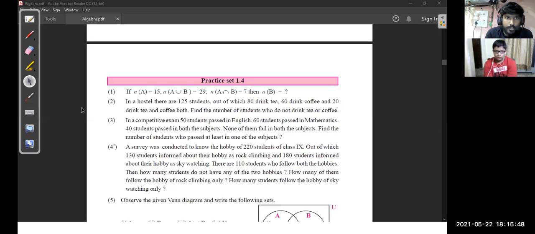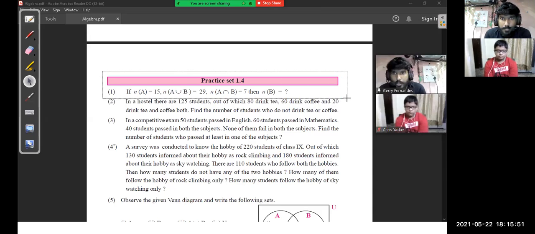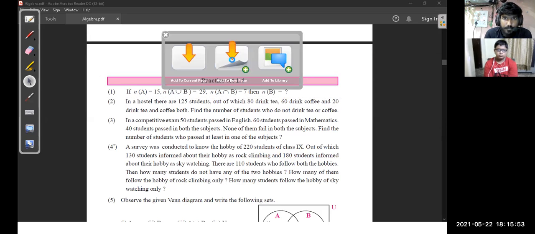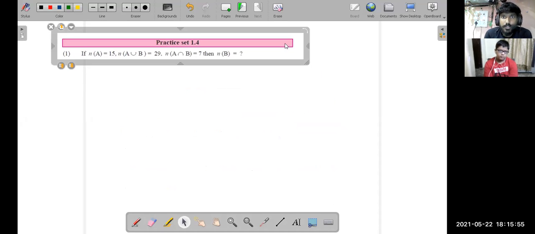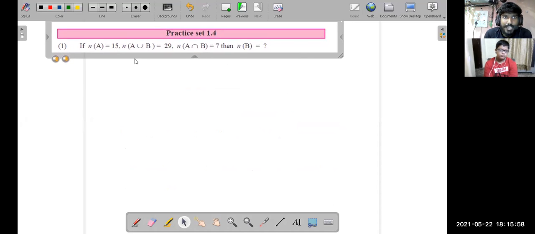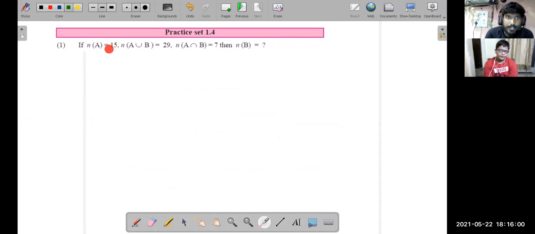Okay, practice set 1.4, first sum we'll do. This says, if n of A is 15, n of A union B is 29, n of A intersection B is 7, find n of B. Can you do this one and tell me the answer? Use the formula. n of A union B is equal to, can you tell me the formula? Do you remember by now?